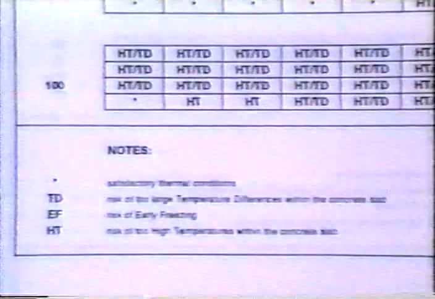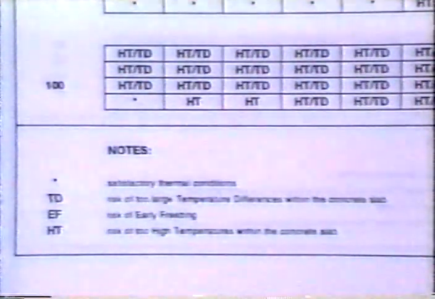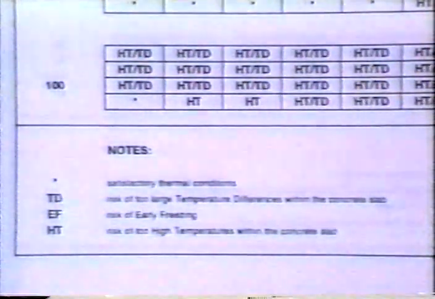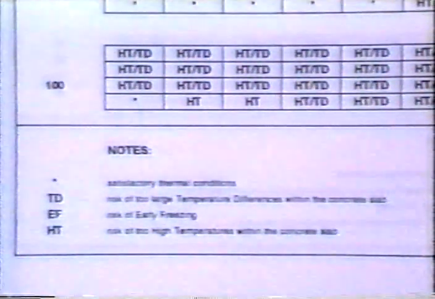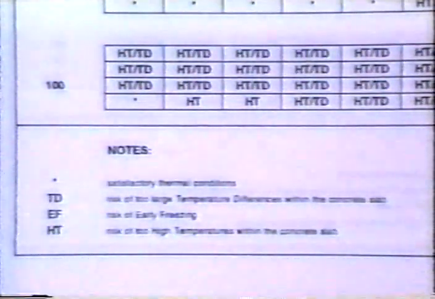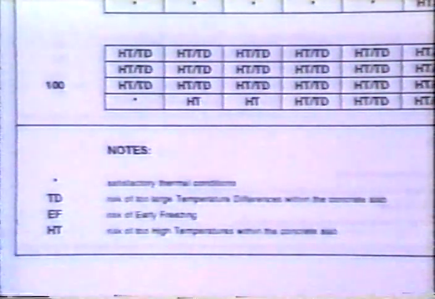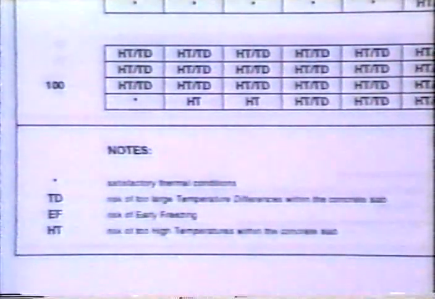All these quantities are then entered on the table, and the resultant condition is found. The table then indicates whether or not the conditions are satisfactory. There is a risk of too large a temperature gradient, there is a risk of early freezing, or there is a risk that temperatures will be too high within the slab.